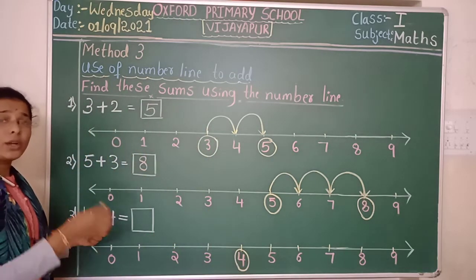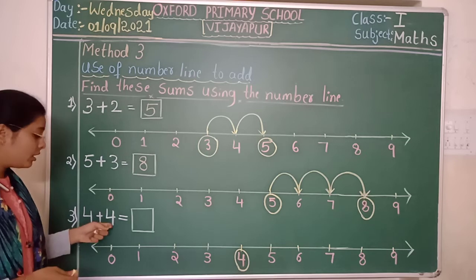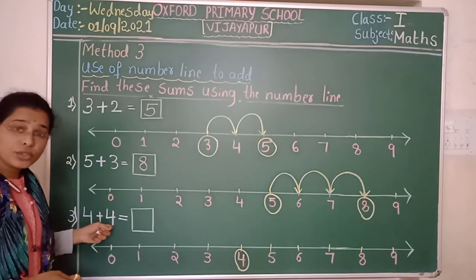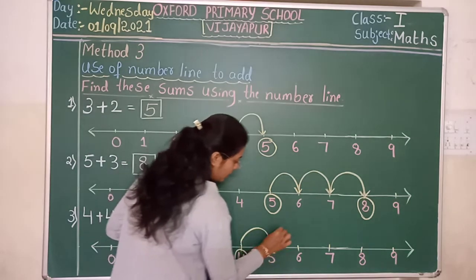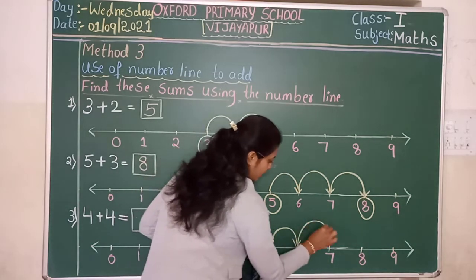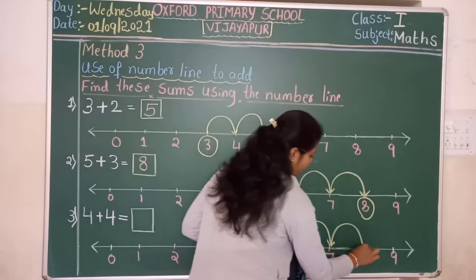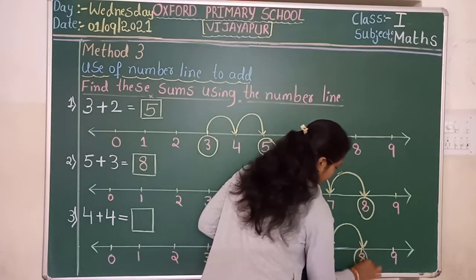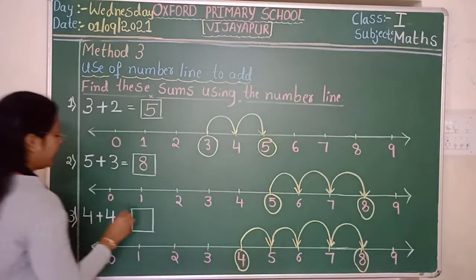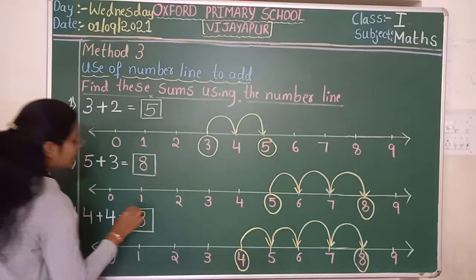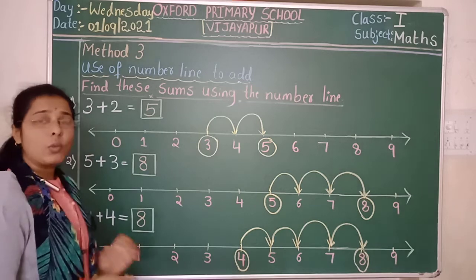Plus 4 means we have to take how many jumps here? We have to take 4 jumps. First, 1, 2, 3, 4. Where did we reach here, children? We reach on the number line 8. 8 is our answer. Understood what we did?